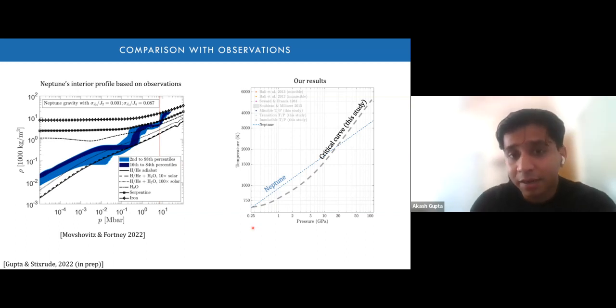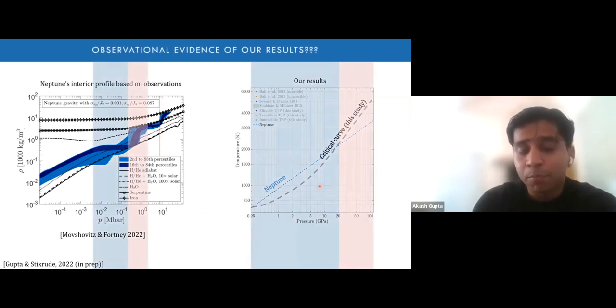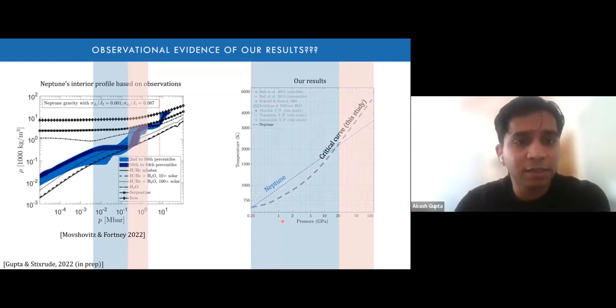Now the pressure scales are different in both these plots, but these blue and red panels basically span the same pressure range. So you do not have to worry about reading these little texts here.